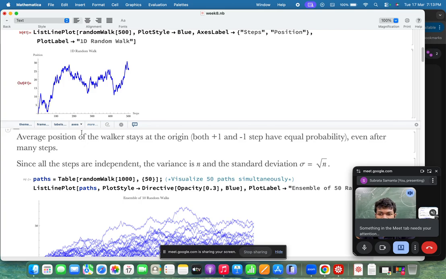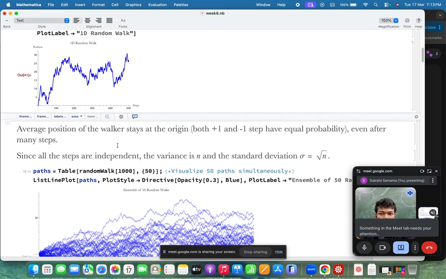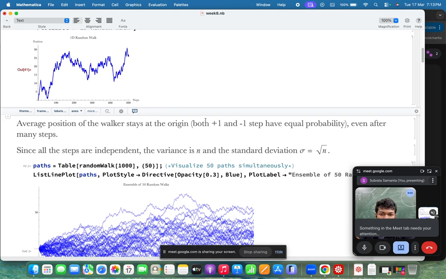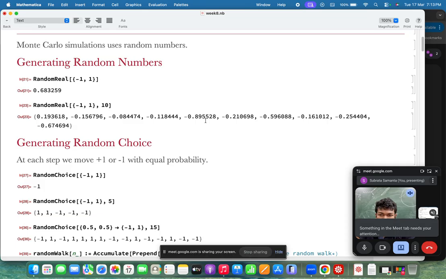Right. So, the average position of the walker stays at the origin, because both the plus 1 and minus 1 steps have equal probability. So, if you have many steps, right, how do I check this? Because I have only two moves, plus 1 or minus 1, with equal probability, right.